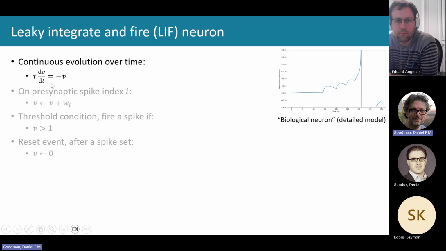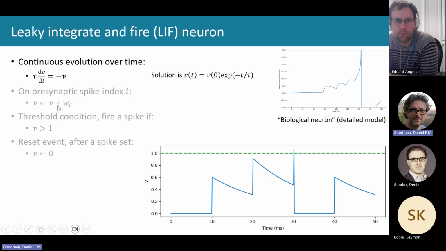And for those with a physics or electrical engineering background, this is basically saying that the membrane is acting as a capacitor, and that is indeed electrically more or less what the membrane is doing. So that's where that comes from. And the solution to this differential equation, in the absence of any further incoming spikes, is that the activity decays exponentially with a time constant, which is this time constant tau.